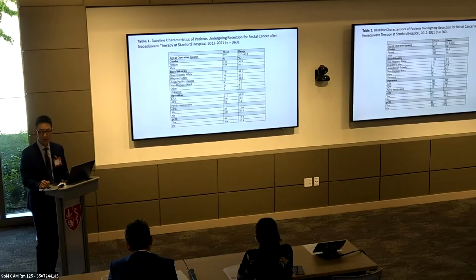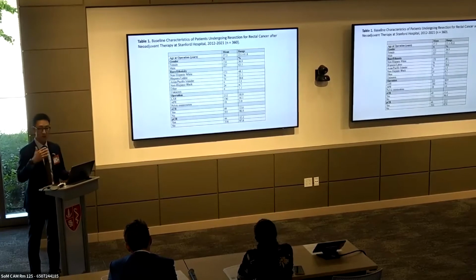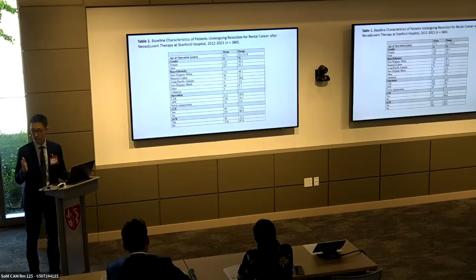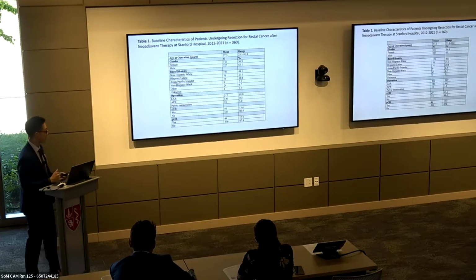36% had an APR, or abdominal perineal resection of the rectum, and 5% had a pelvic exenteration. And then kind of just get into the meat of it. In our cohort, 10 years of Stanford patients, 13.6% of patients had a clinical complete response on their restaging imaging following neoadjuvant therapy, and 12.2% had a pathologic complete response on their surgical pathology specimen.